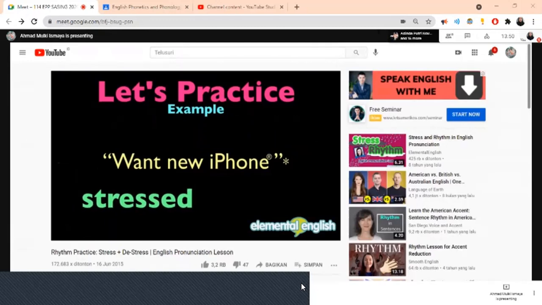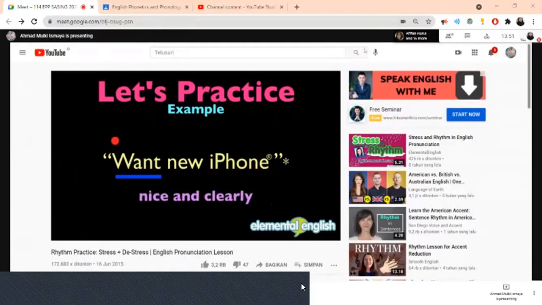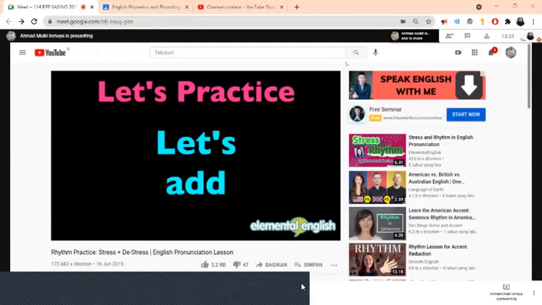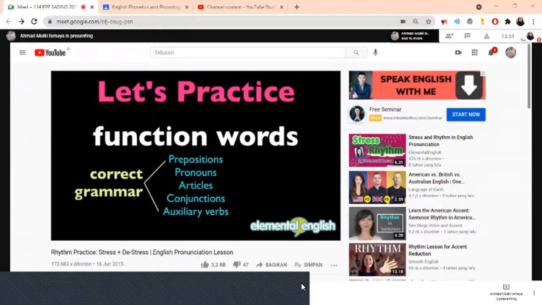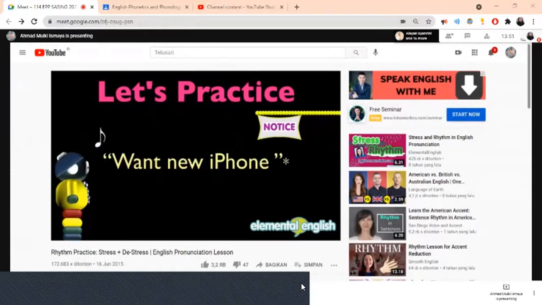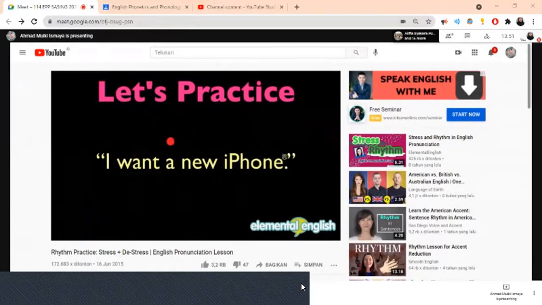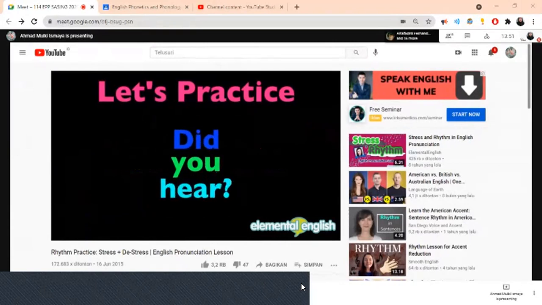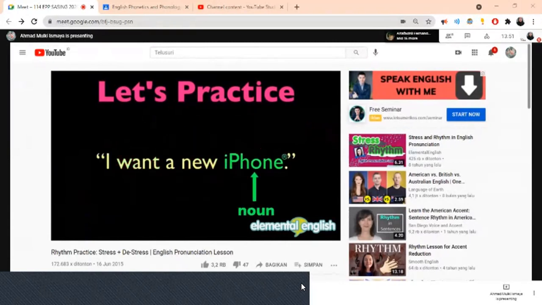Here, I stress the verb, adjective, and noun and said each of them nice and clearly on the beat. Want new iPhone. Now, let's add some function words for correct grammar and notice how the musical beat of the content words stays the same. I want a new iPhone. Did you hear that the same 3 content words still carried the same beat of the music of the sentence?